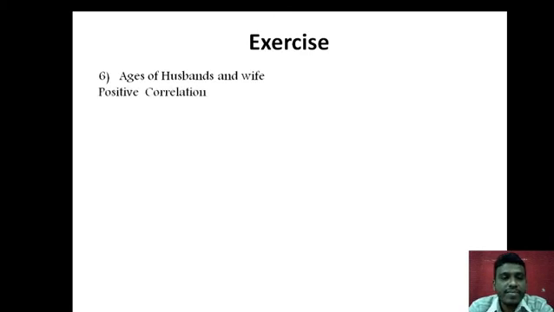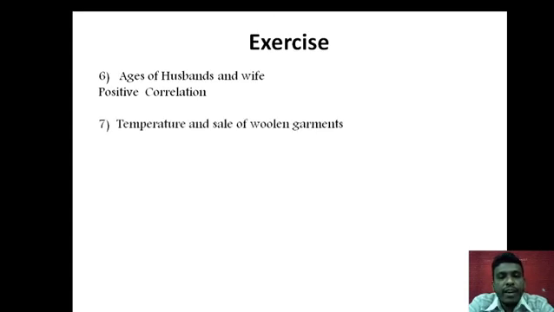The next exercise, temperature and sale of woolen garments. We see in rainy season and after rainy season, that is in November and December, when the temperature starts to fall, what will happen to the sale of woolen garments, woolen clothing? They increase. As the temperature falls, the sales of woolen garments increase. Hence, both the variables are moving in opposite direction, and hence it is an example of negative correlation.